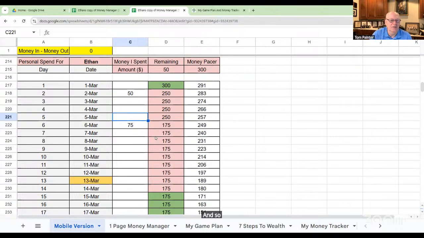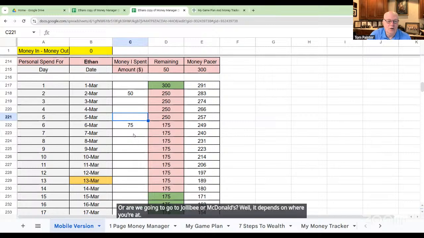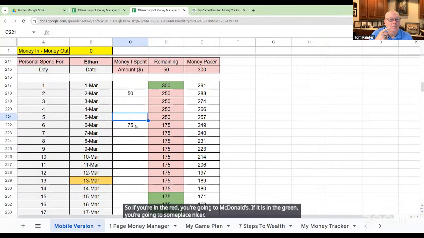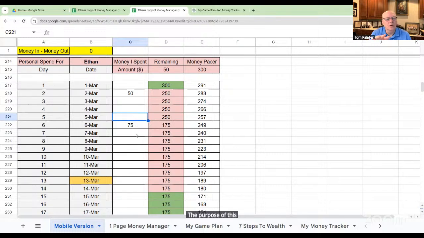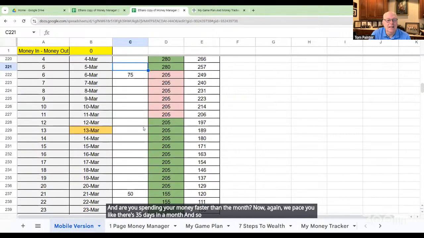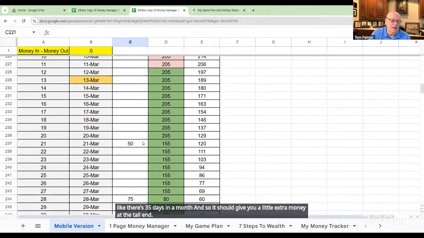So you're trying to decide, am I going to go to a fancy restaurant or are we going to go to Jollibee or McDonald's? Well, it depends on where you're at. So if you're in the red, you're going to McDonald's. If it is in the green, you're going to someplace nicer. Okay. The purpose of this is to pace you so you can see how fast you're spending your money. And are you spending your money faster than the month? Now, again, we pace you like there's 35 days in a month. And so it should give you a little extra money at the tail end so that if you need to spend a little more money, you can do.